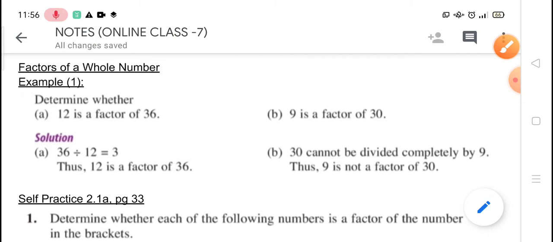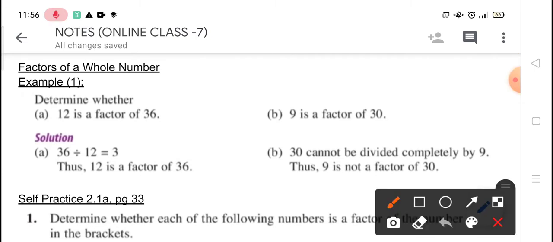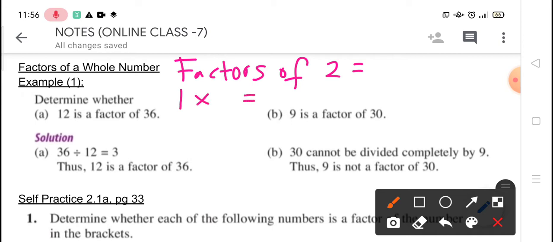Okay, based on the previous given video, let's say I want to get factors of 2. So I always start from 1. 1 multiply anything, any number, we can get 2. Yes, 1 multiply 2, we can get 2. Hence, we can say that 1 and 2 are the factors of 2.